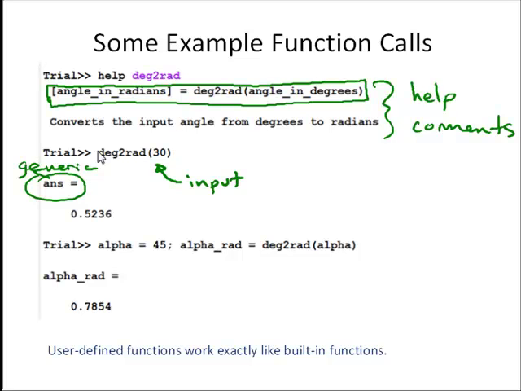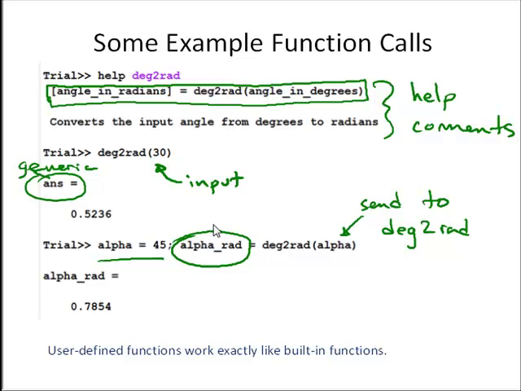We can also use this by assigning the output variable, again, just like a MATLAB built-in function. So in this second example, we've defined a variable alpha equal to 45, and then we send that variable as an input to deg2rad. Deg2rad does the calculation and returns the output, and we've now assigned the output to alpha_rad. So that creates a variable in our workspace called alpha_rad and assigns it this value 0.7854.